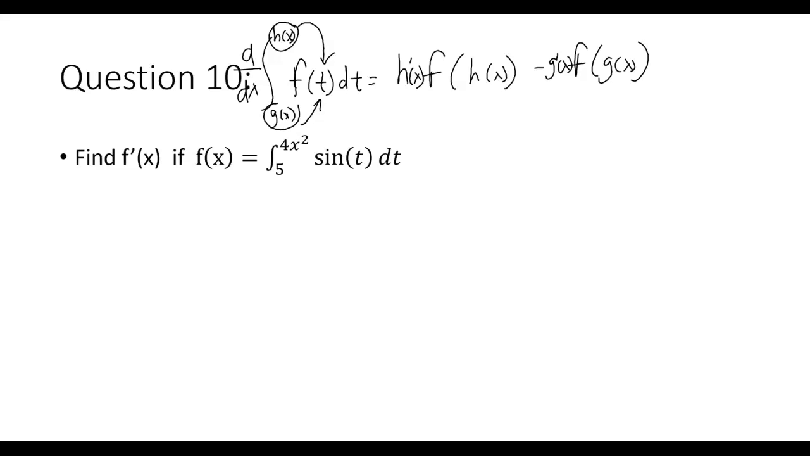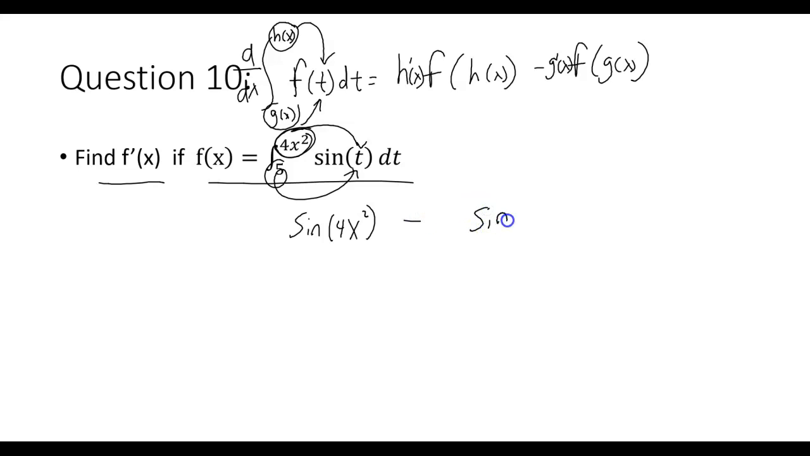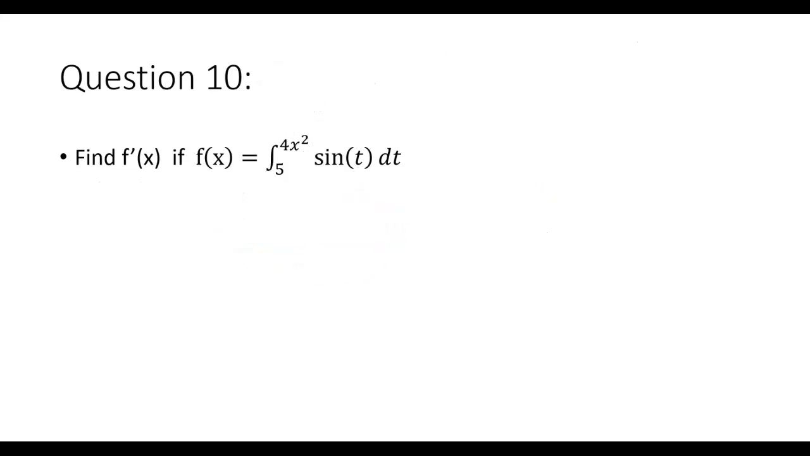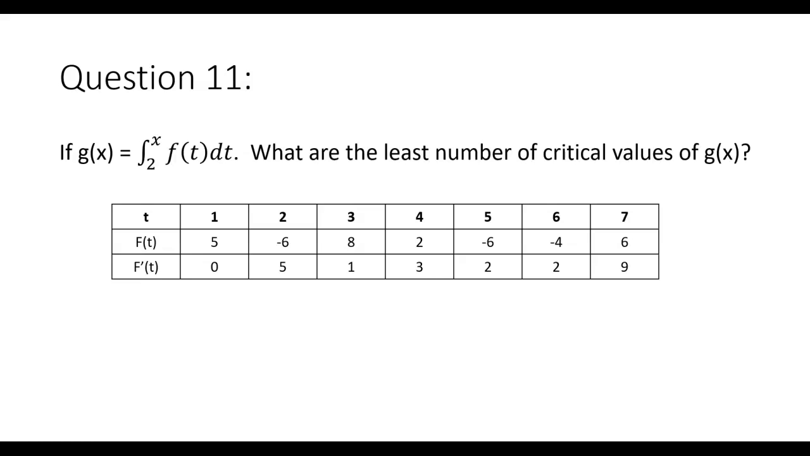All right? So if I want to find the derivative of this expression, we're going to take this 4x squared and drop it down in there like so. We're going to take this 5 and drop it in there as well. The derivative of the inside here is 8x, and the derivative of the inside here is 0, so this whole piece goes away, and this is what I'm left with. Okay, so that's the second fundamental theorem of calculus.